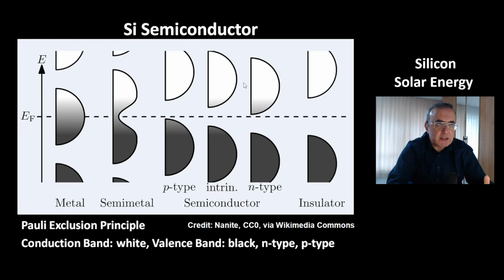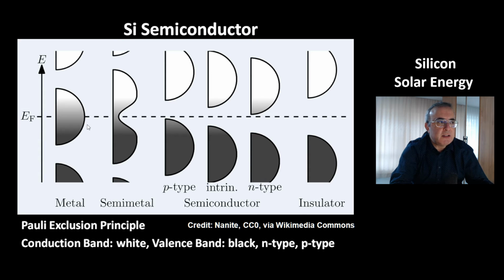A very important property of silicon is that it's a semiconductor. This picture shows the energy bands. And this is a result of the Pauli exclusion principle. That's quantum mechanics. It says no two electrons can have the exact same state. That gives you these band structures of the conduction band in white and the valence band in black.